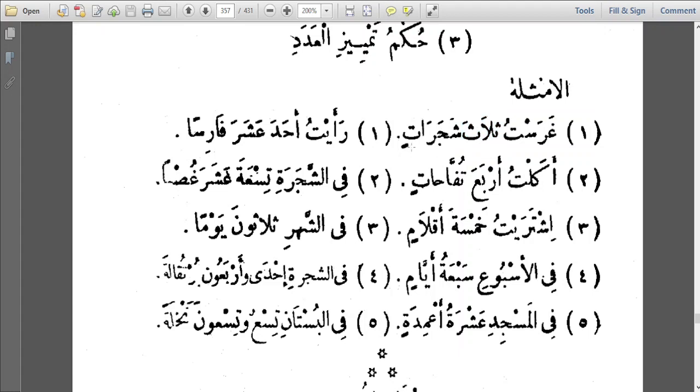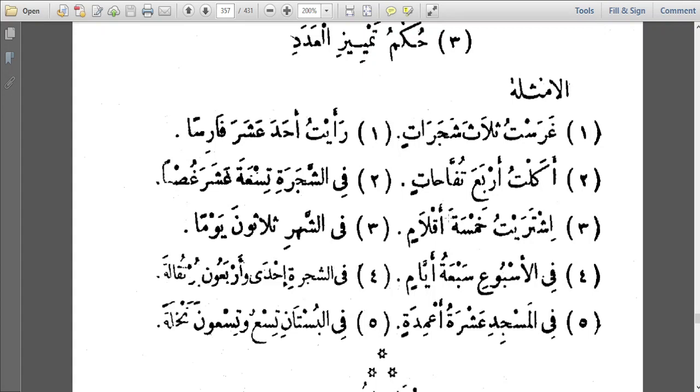That is it. And then look at the thing that is being counted. They all come in plurals. Shajaratin, tufahatin, aqlamin. They come in plurals and they come majrur, with kasra. Okay? They all have kasra. And then when you look here, you see ishtaraytu khamsata aqlamin.